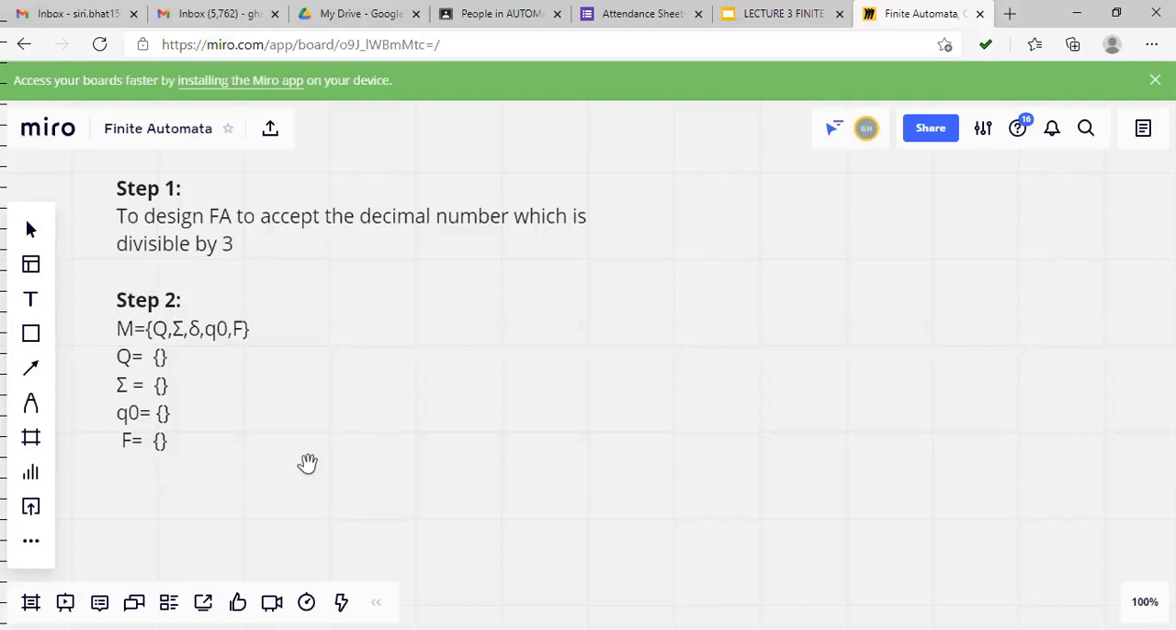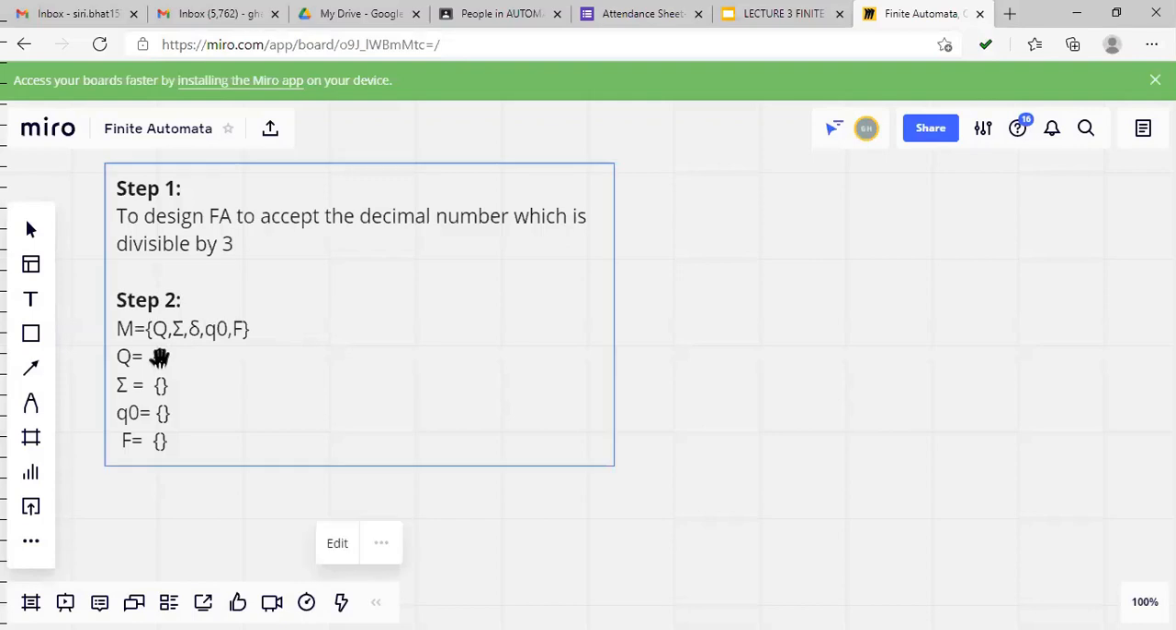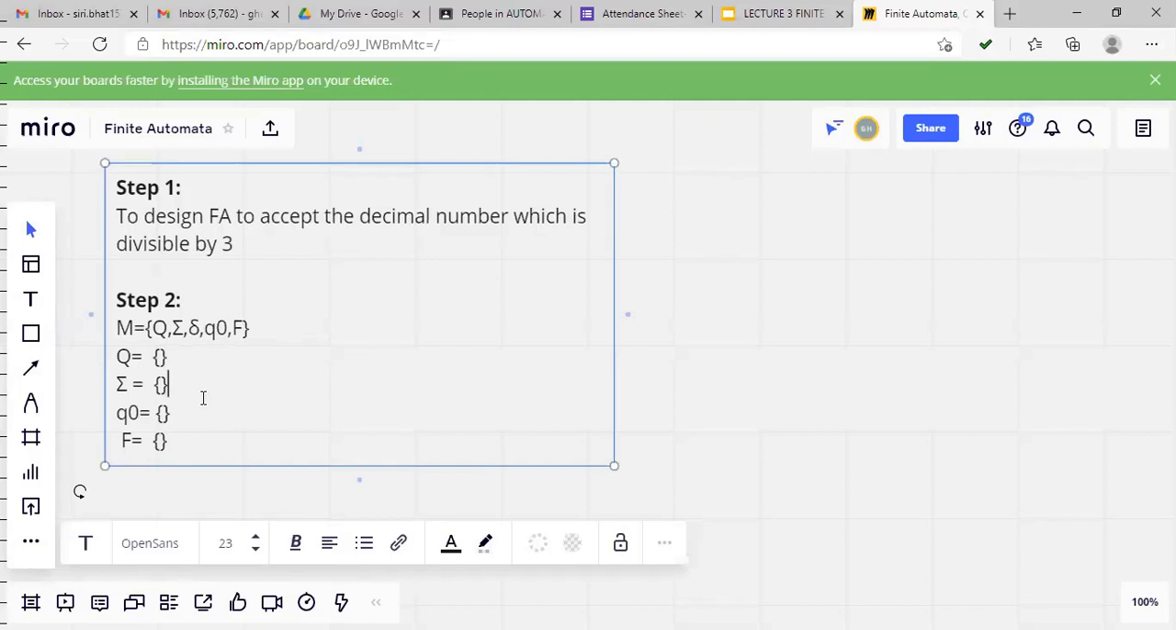Coming to our problem, we have to accept the decimal number which is divisible by 3, right? So now students tell me, since it is a decimal number, what should be the input? What are the digits that are accepted by the machine? From 0 to 9. Yes, very good. So our input will be 0 to 9. So what will be my sigma? In sigma, what should I give? What are the digits that are accepted by our machine? Since it is a decimal number, we write 0 to 9.